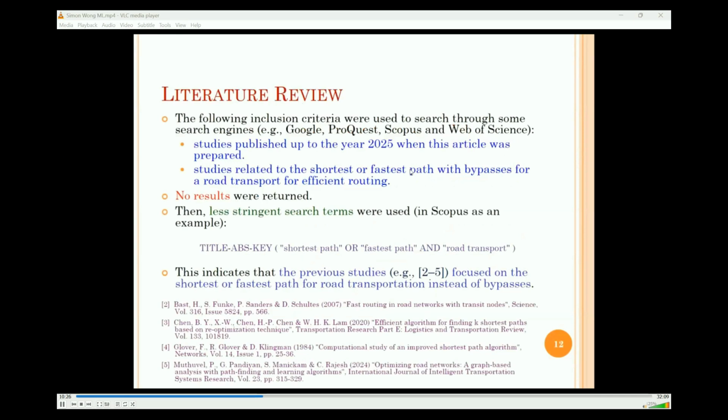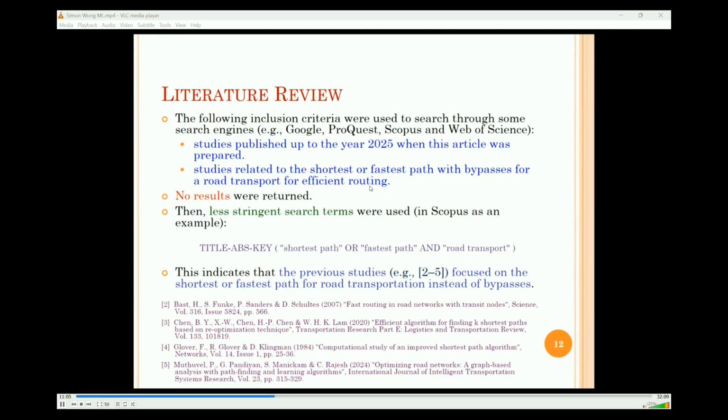Literature review. Now, to conduct a literature review, I set the following inclusion criteria for the literature search. And I searched through some search engines like Google, Scopus, Web of Science. And this criteria includes the study published up to this year when this article was prepared, and the study related to the status of fastest path with bypasses for a road transfer for efficient routing.